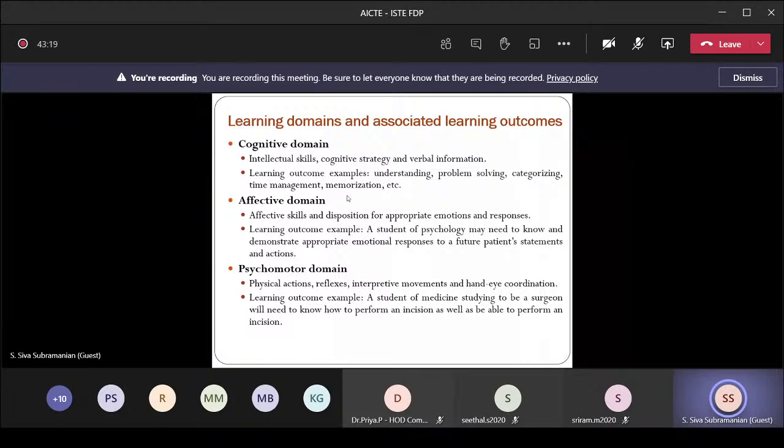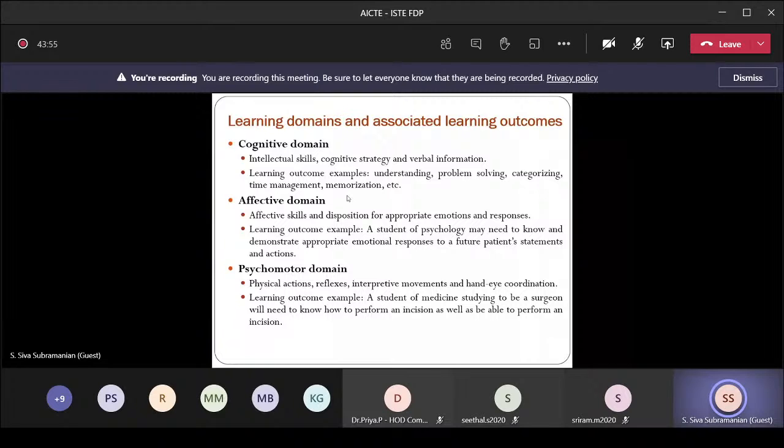Here again, in the psychomotor domain, the best example could be a student of medicine studying to be a surgeon, who will need to know how to perform an incision. Incision is something like a surgery, right? You just have to cut your skin, peel through the skin, get into the body part and do your surgery, right? Knowing it theoretically and knowing how to perform it practically differentiates. Knowing it theoretically limits itself to the cognitive domain, but performing the incision comes under psychomotor.